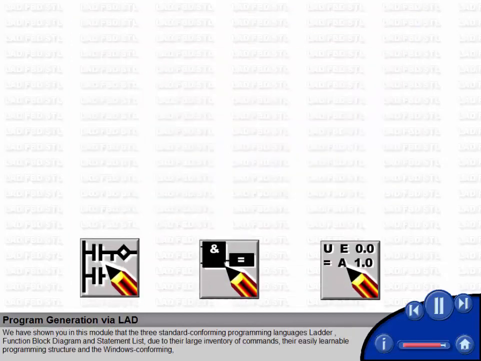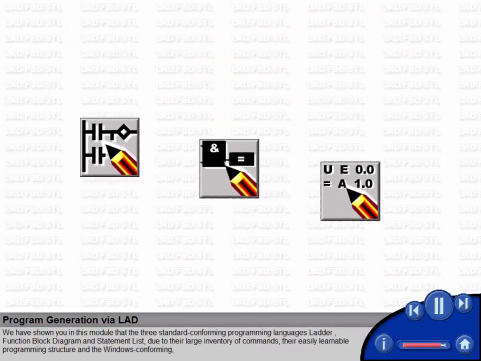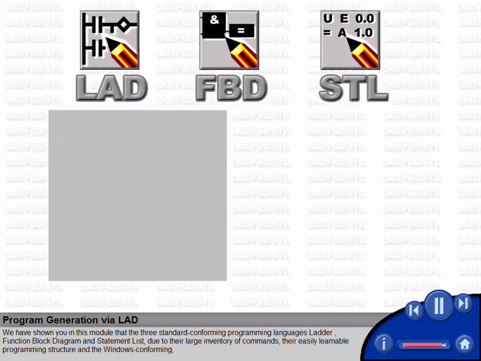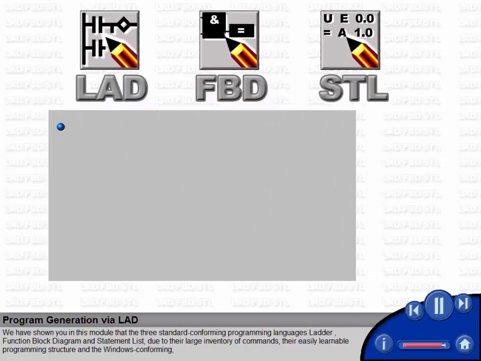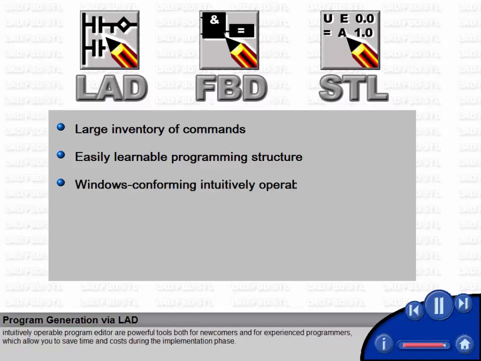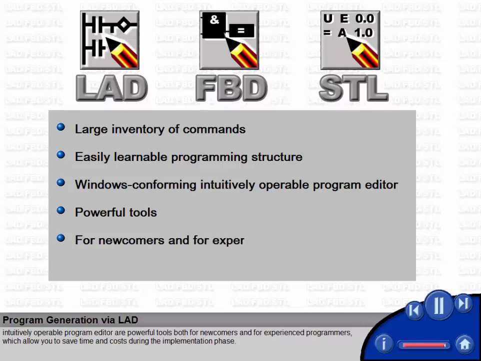We have shown you in this module that the three standard conforming programming languages, ladder, function block diagram, and statement list, due to their large inventory of commands, their easily learnable programming structure, and the Windows conforming, intuitively operable program editor, are powerful tools, both for newcomers and for experienced programmers, which allow you to save time and costs during the implementation phase.